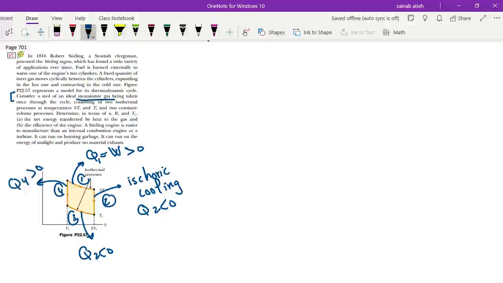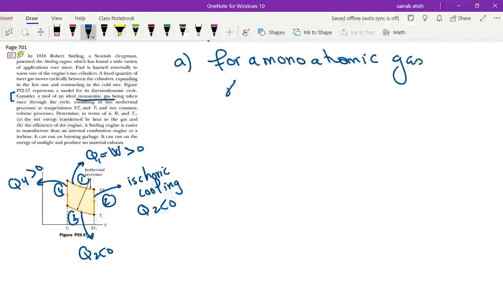Let's find Q for each process, but before finding them, I want to give you a hint. He said that we have an ideal monatomic gas. He means that we have to use its gamma, because in this book, he indicated that it's a monatomic gas, we have to use its gamma, which is 5 over 3. So for a monoatomic gas, I've explained it, okay? Gamma is equal to 5 over 3.